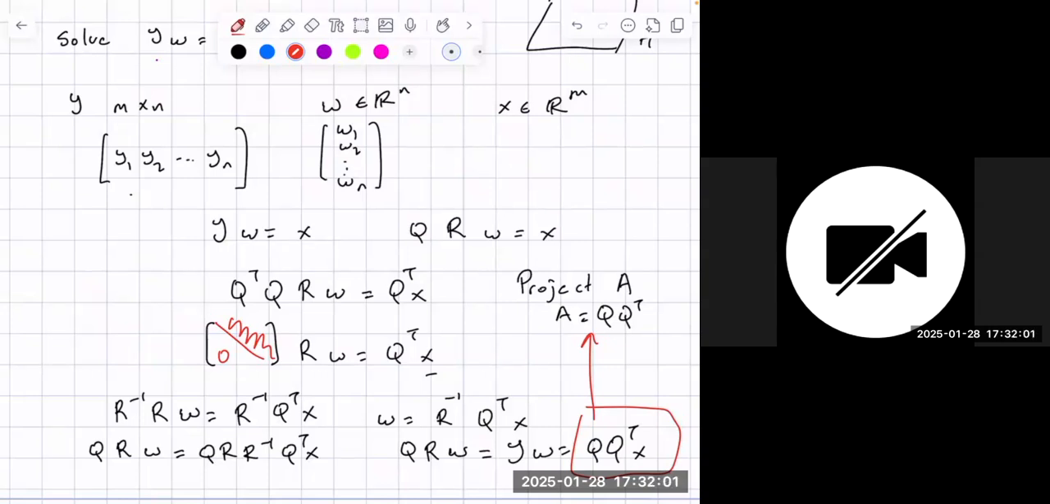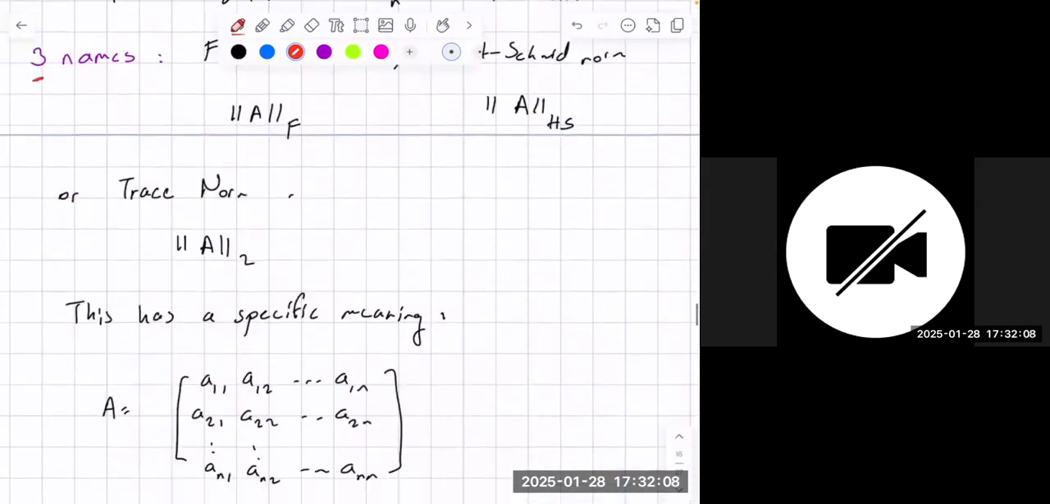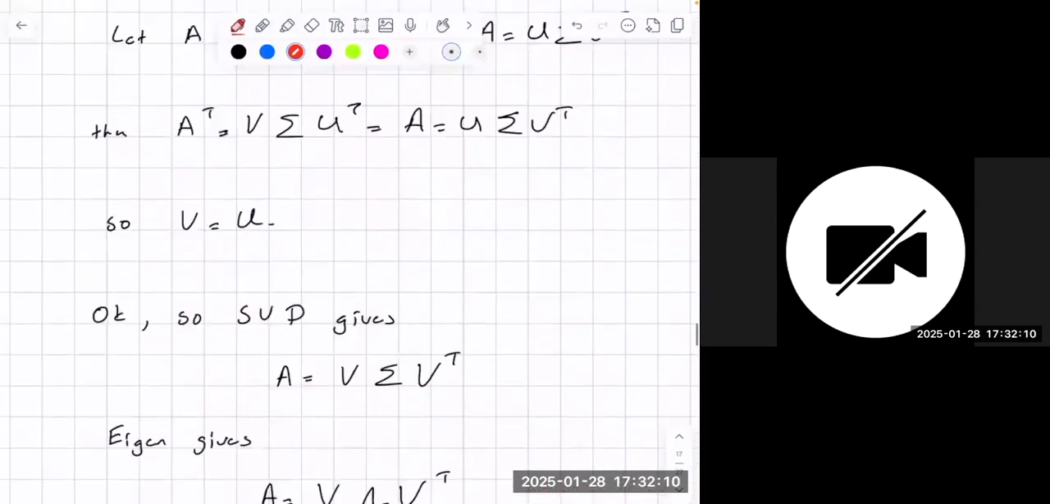Okay, now let me connect this stuff to some algorithms you probably have heard of. Then I'll get back to what I was going to do later.